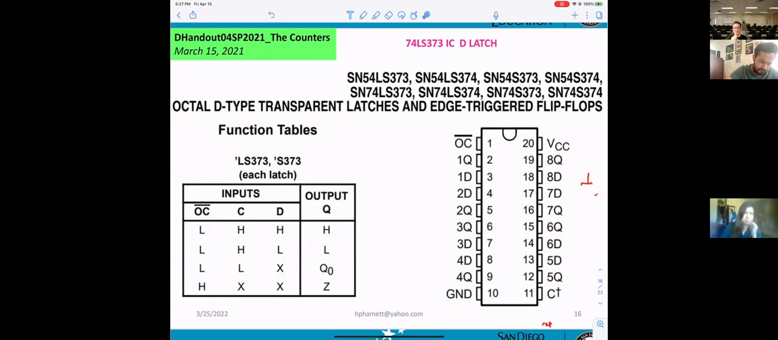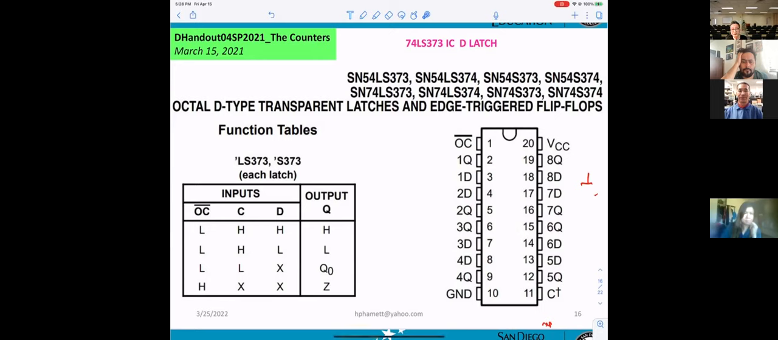So first thing, if you're looking at that IC, you understand what it says in here: D-type, transparent, latch. We already learned about the flip-flop. The flip-flop can be D-clocked or edge triggered. The only difference is that in the 7474, the flip-flops inside the IC are two. This one makes eight flip-flops inside the IC.